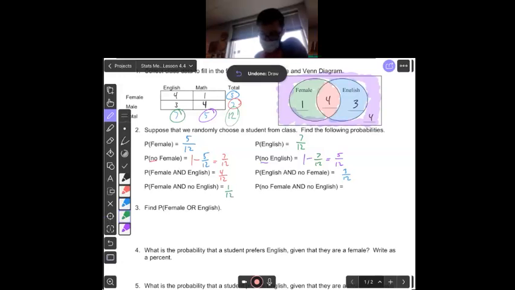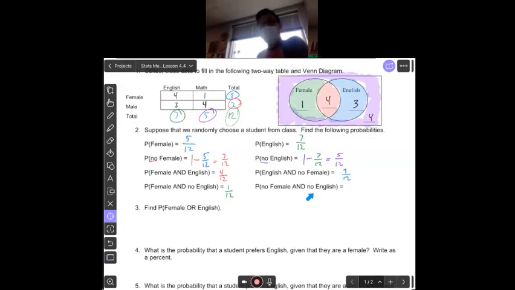And the last one, where on the Venn diagram would we find the probability of not being female and not preferring English? Okay, very outside. So not in the female group, not in the English group, so on the outside of the Venn diagram. So you have the purple, so 4 out of 12.